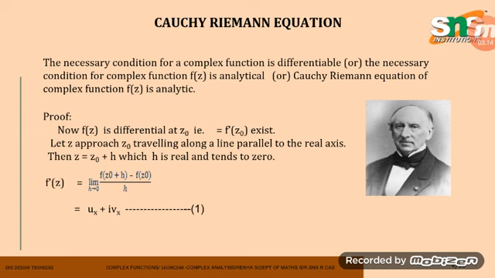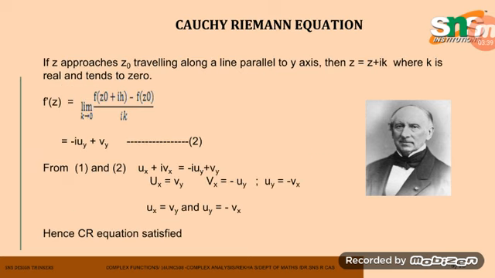Now z0 can be written as x0 plus iy0, and f of z is u plus iv, so you can express it in terms of the u function as well as the v function. Using the differentiability definition, finally we get the answer as ux plus ivx. Take this as equation 1.